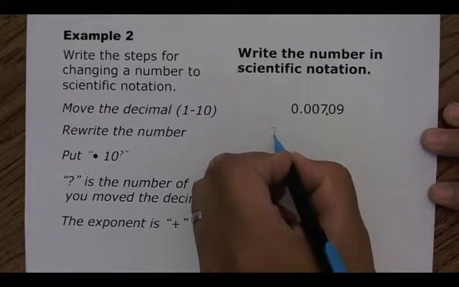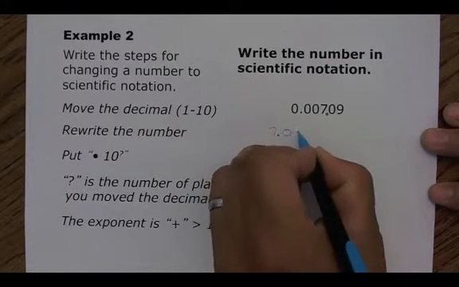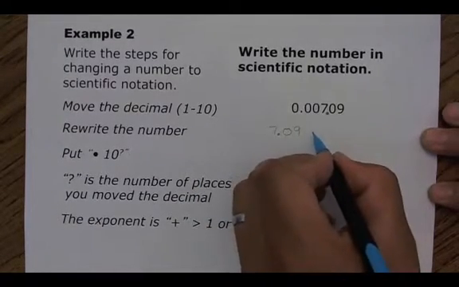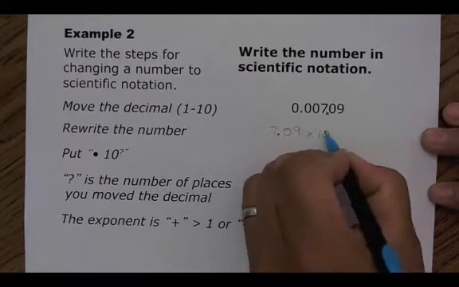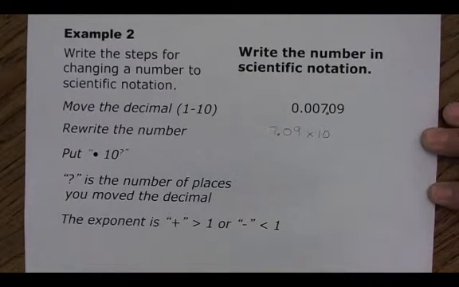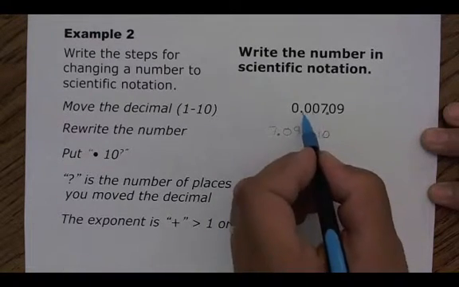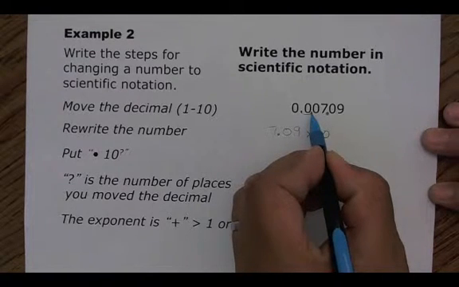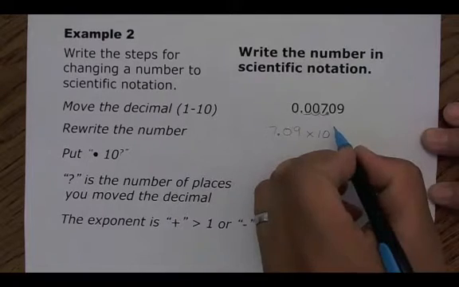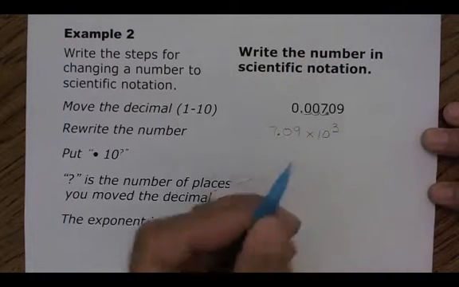The next step is to rewrite that number so that it's between 1 and 10. And then I'm going to add times 10 because I want it to make a power of 10. And then I have to figure out what the exponent is. In this case, the exponent is going to be how many places I've moved the decimal. In this case, it's 1, 2, 3. So I know it's going to be a 3.